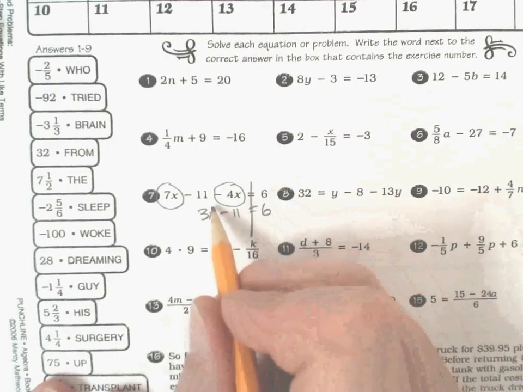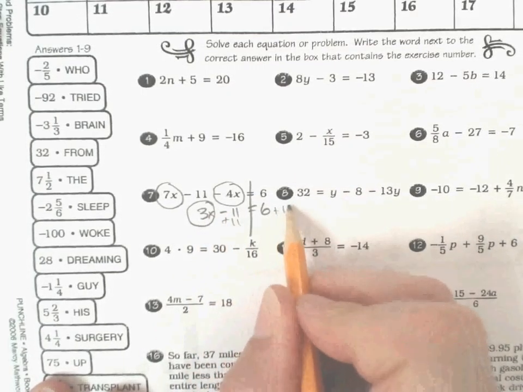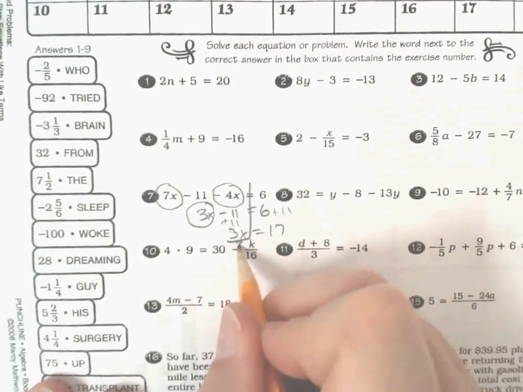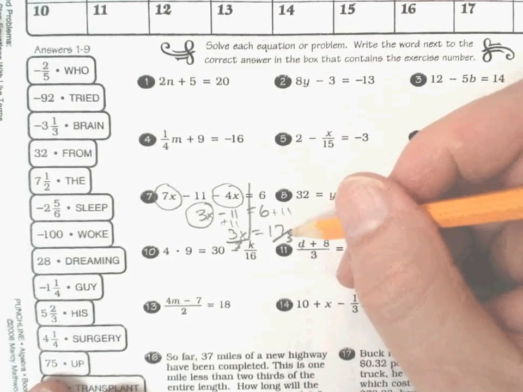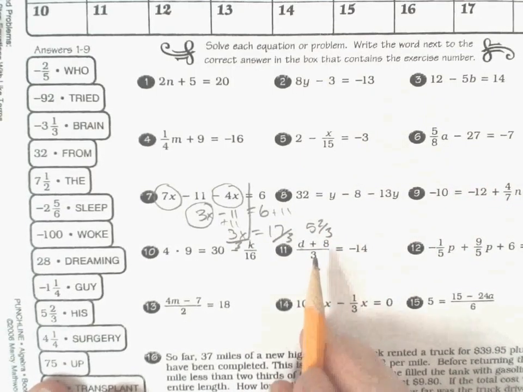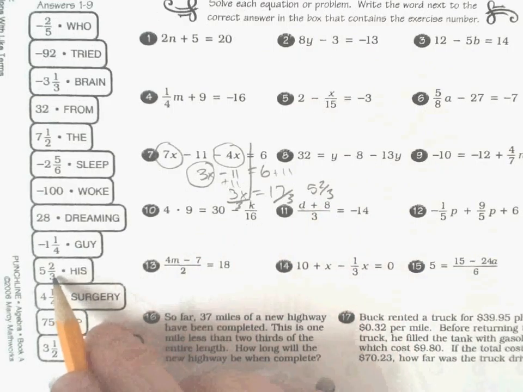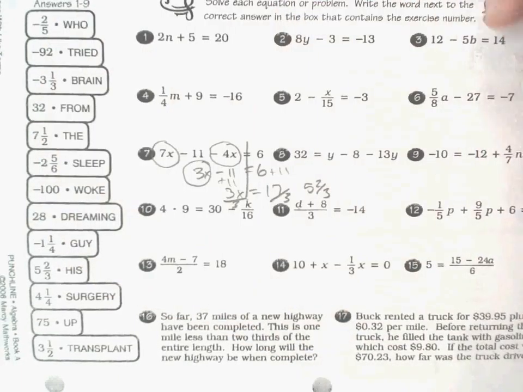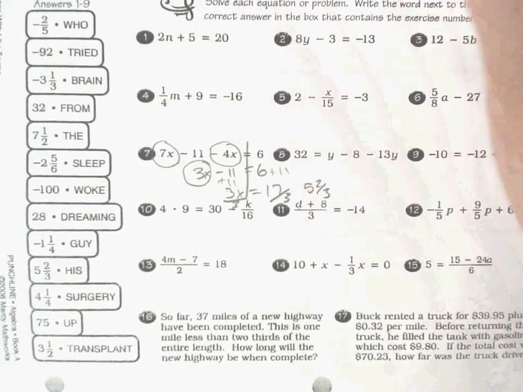Now I start my process all over by circling x's. Now I finally just have the 1 x, so I'll add 11. So 3x equals 17. That means I divide by 3. 3 will go into 17 5 times with 2/3 left over. So that should be my answer for number 7. And you see right here, 5 2/3 is HIS. So I'll go up here to 7 and I'll put HIS. And this is going to be the rest of this question and the answer.